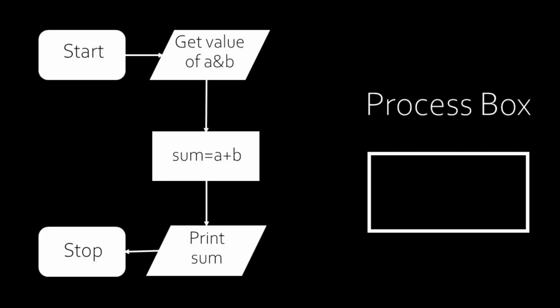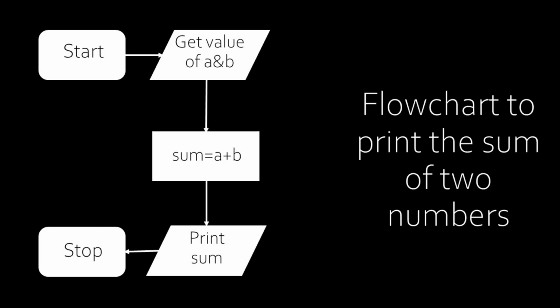The 4th symbol is the process box, and it is a simple rectangle. This is an important symbol because it indicates an operation. For example, the addition operation in the addition of 2 numbers program. I don't know if you noticed, but the flowchart on the left side is for addition of 2 numbers.